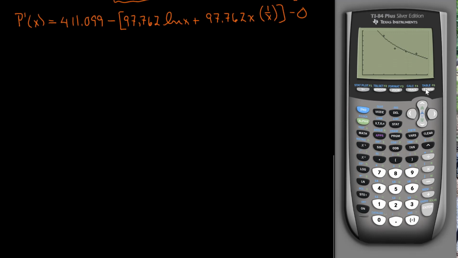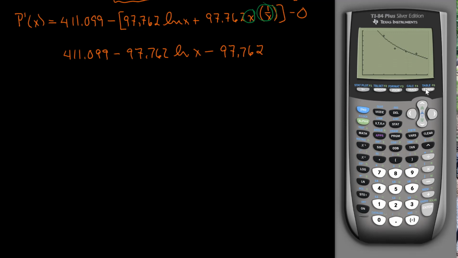Okay, so from here then, cleaning things up, I'm going to have a 411.099. Distributing the subtraction, I'm going to have this 97.762 natural log of x minus, because I'm distributing the subtraction. Okay, I'm going to have, notice, I have an x times a 1 over x. Those are going to cancel. Well, that's great news. So it's going to be minus 97.762.